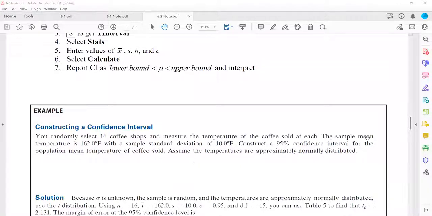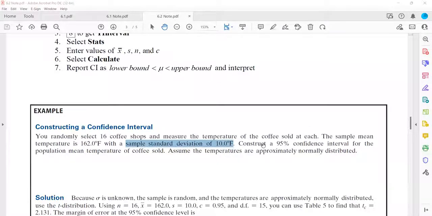So what else is given to us? It says the sample mean. I have a keyword. Sample mean temperature is 162 degrees Fahrenheit. Is it X bar or is it mu? Which case is this? So the sample mean is 162 degrees and the sample standard deviation is 10 degrees. Sigma is not given to us, so it is just the sample standard deviation, which is S.